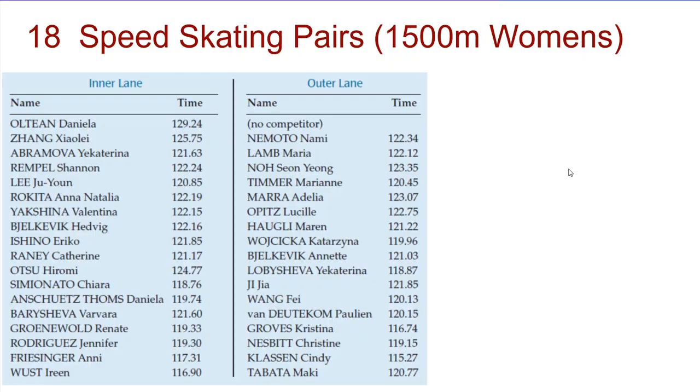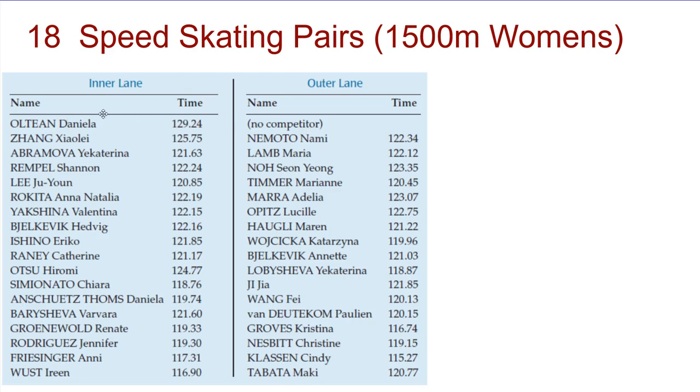There we go. All right, so here are 18 speed skating pairs in the women's 1,500 meters. This is the inner lane and the outer lane, and you can see they have them paired up together, which is important. They race two of them at the same time. Someone starts in the inner lane and someone starts in the outer lane. And notice here we didn't have a competitor against her because there was an odd number, so she didn't have anyone to race with. Also, if we look at her time, 129 seconds compared to everyone else's, that might actually be the worst time. So we might be able to hypothesize about that.